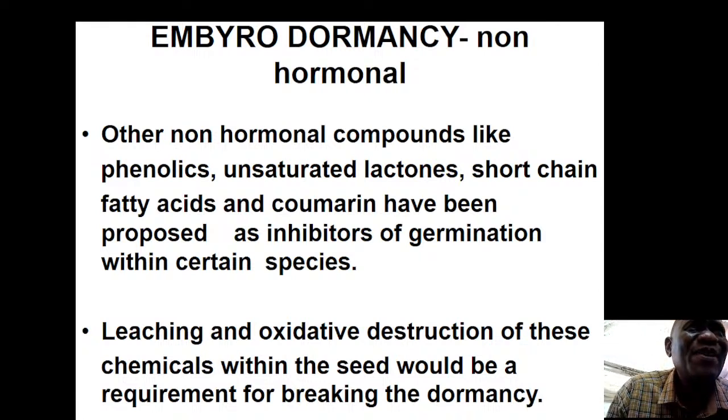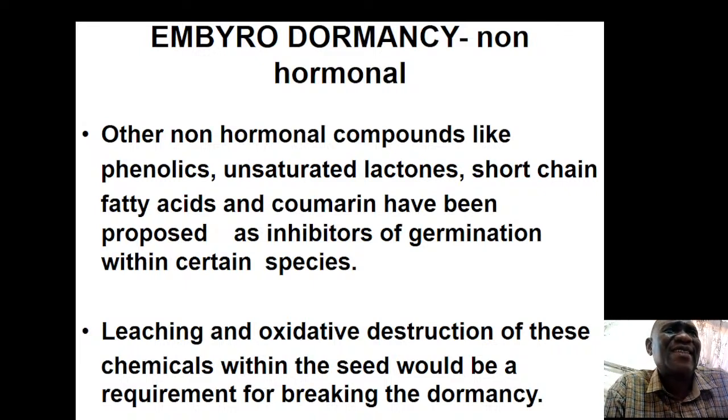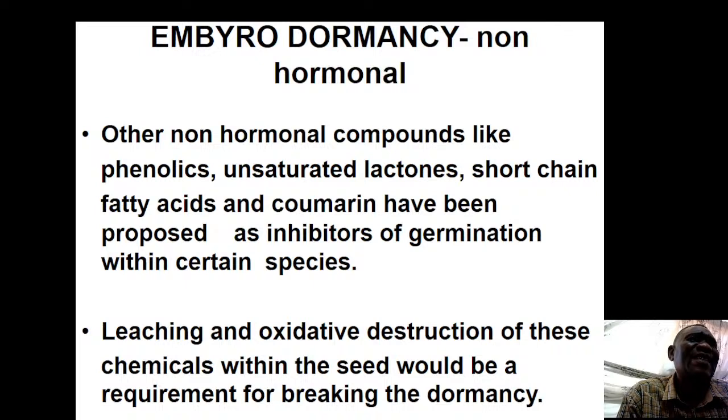Here we are looking at embryo dormancy which is non-hormonal. Other non-hormonal compounds include phenolics, unsaturated lactones, short-chain fatty acids, and coumarin. These are other substances which can inhibit germination within certain species. So if you want germination to take place, you have to remove these substances through leaching and oxidative destruction of these chemicals. If it is oxidative destruction, it could be a natural process within the seed. Then it can cause a breaking of the dormancy.